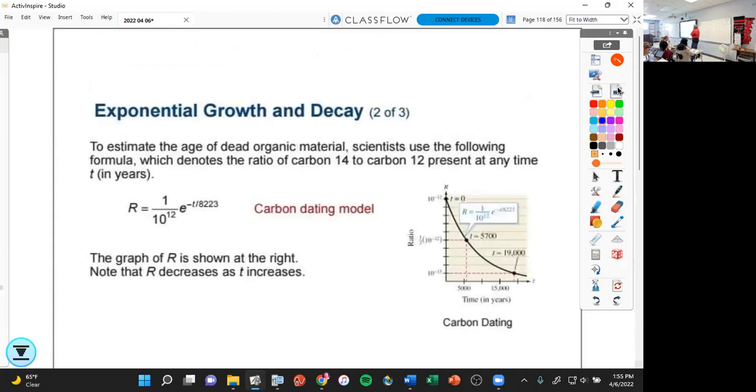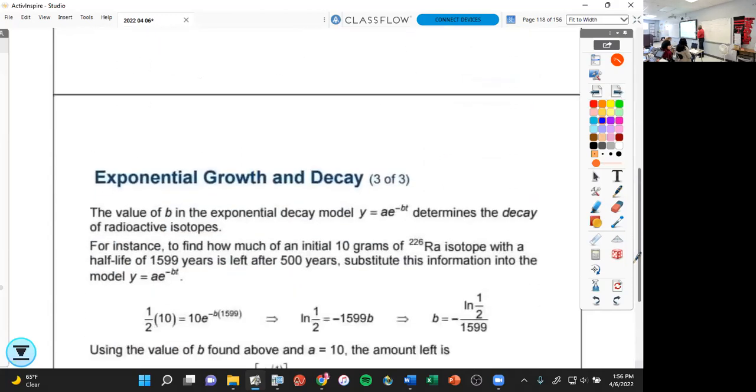It says to estimate the age of dead organic material, scientists use the following formula, which denotes the ratio of carbon-14 to carbon-12 present at any time in years. There's the carbon dating model. R is the ratio based on the number of years. R is decreasing, correct? As it should with decay. We haven't had to do anything yet, but we're about to.